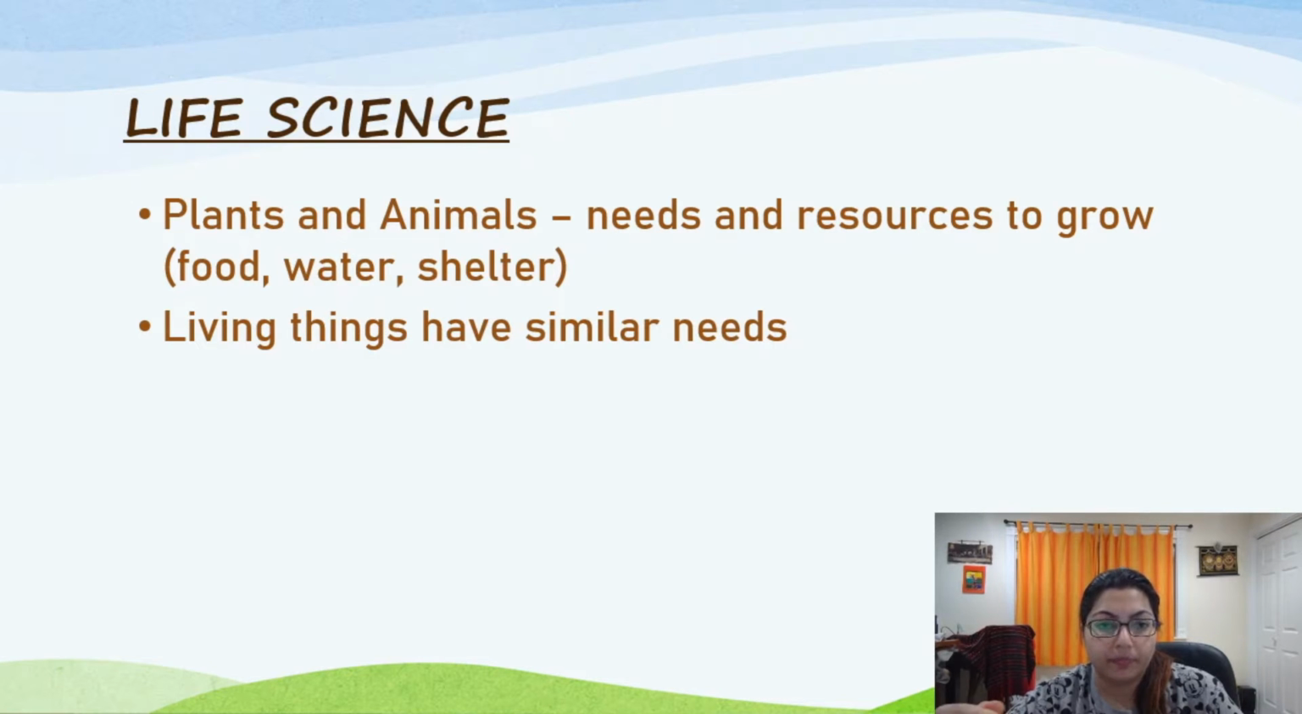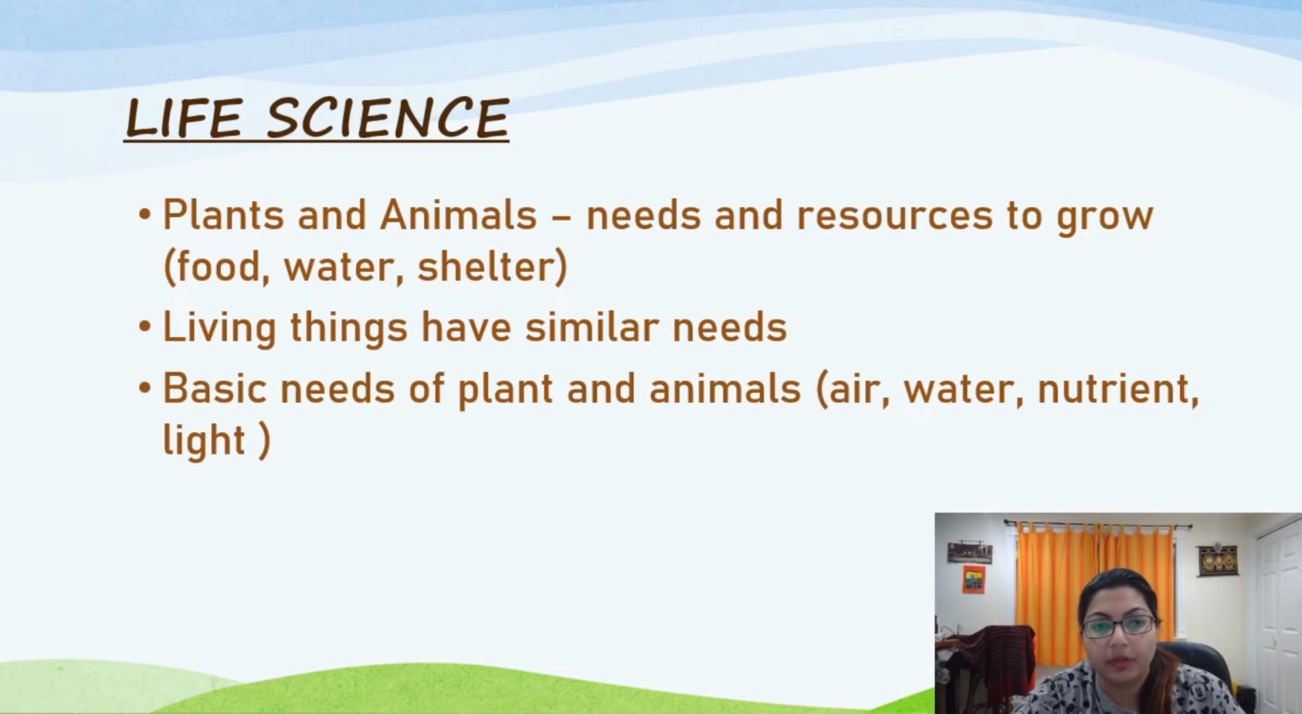And with that we go to our second topic, that living things have similar needs. Both plants and animals need food, water, and sunlight, and they have this cycle called the food chain, and we have different kinds of animals. If your child is a little advanced, you can give them big words like carnivores, omnivores, and herbivores.